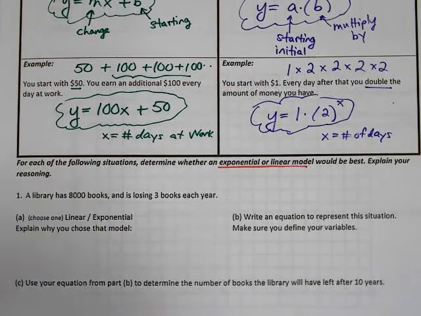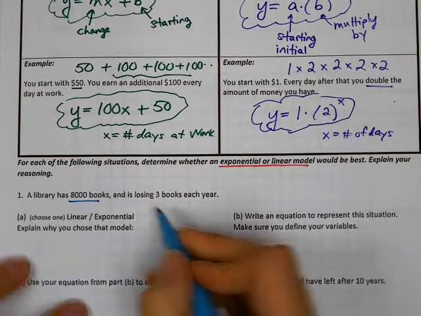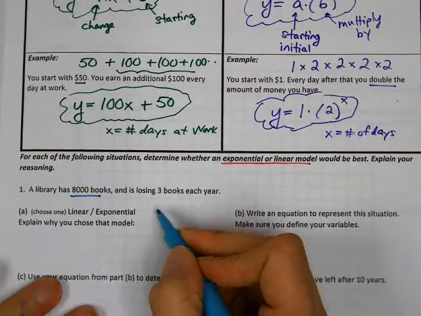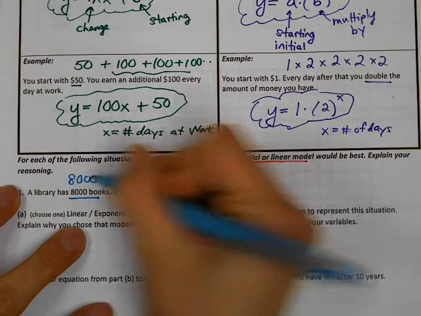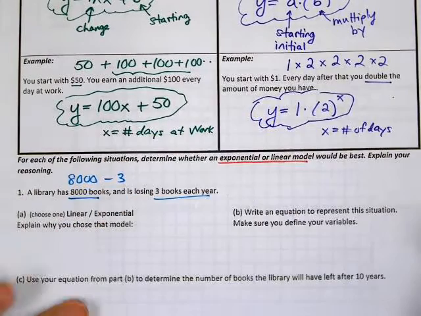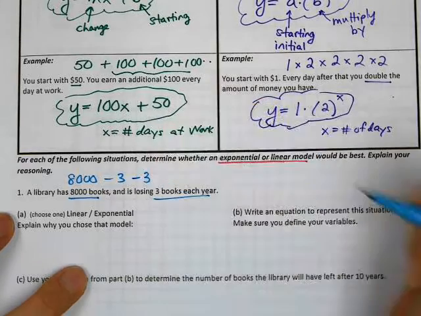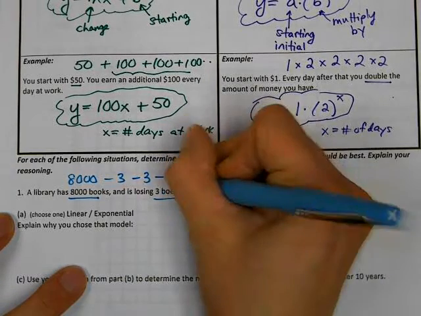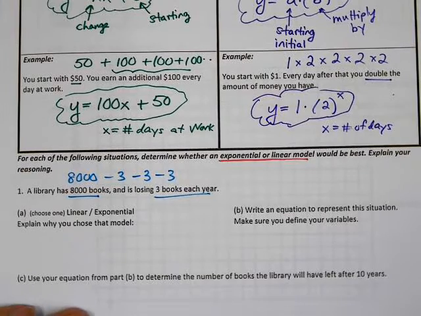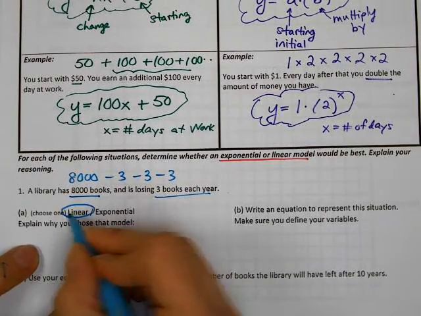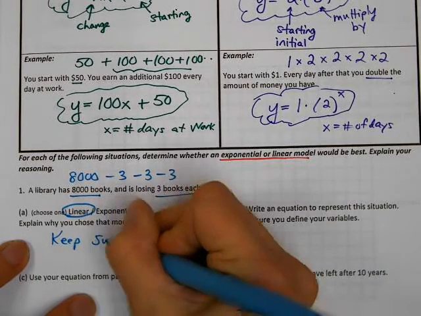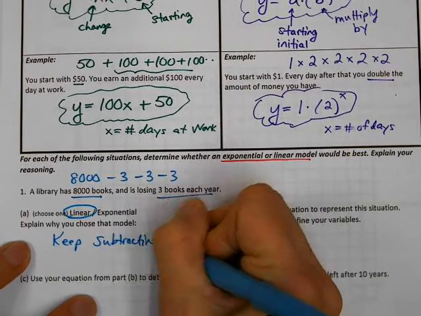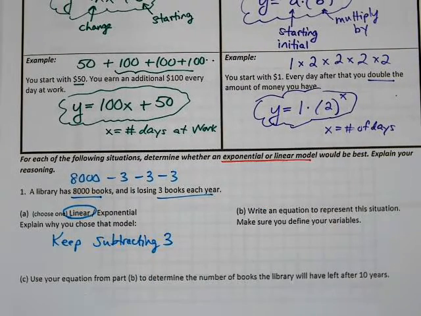For this first example, a library has 8,000 books, and it's losing 3 books every year. Maybe they get ripped or maybe they don't get returned. So I have 8,000 books, and then I lose 3 books after the first year. Let's subtract: I minus 3 books. Every year I keep subtracting 3. This would be linear. And explain why you choose that: because they keep subtracting 3. Adding and subtracting is linear.